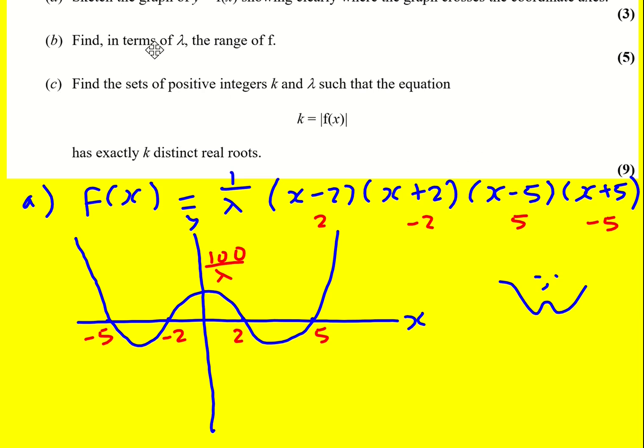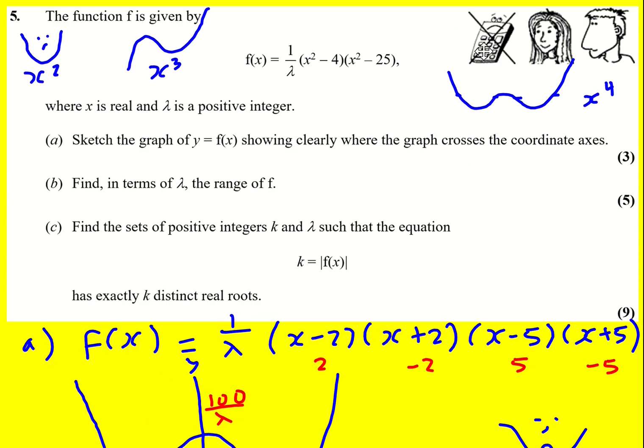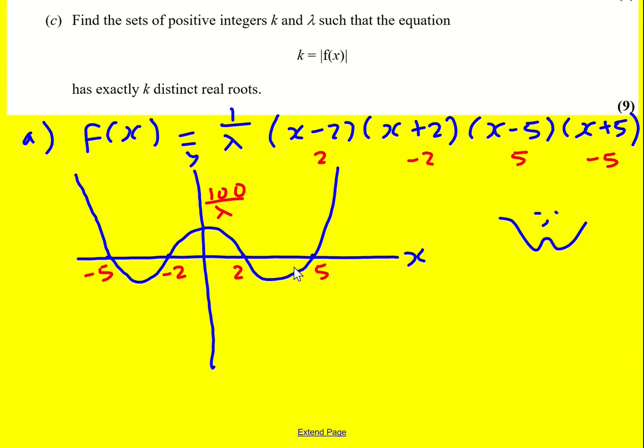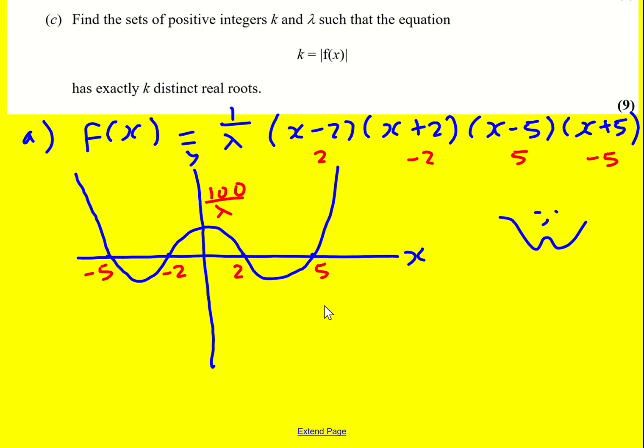Next up, we're asked to find in terms of lambda the range of f. Well, we can see that there is no maximum value. It's just going to go off to positive infinity. So we need to work out the minimum. Now, it's not a quadratic, so we can't use a difference of 2 squares or anything like that. What we can do is use that other method for calculating stationary points, and that is to differentiate it and then find the minimum.